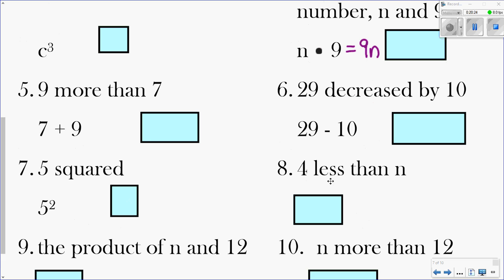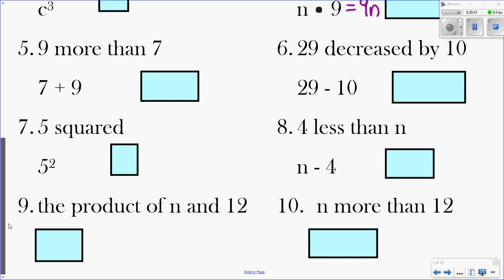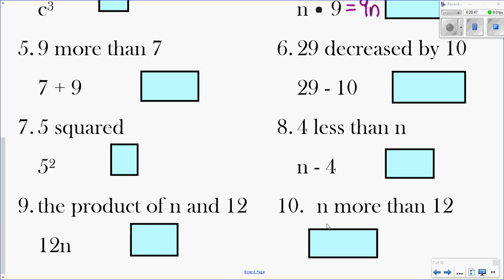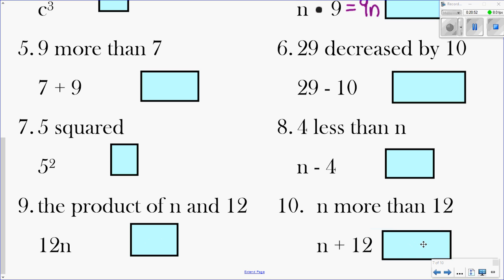4 less than, there's that tricky one. 4 less than n. You're starting with n, and you're taking 4 away from it. So it'd be 4 less than what you started with, which is n minus 4. We have the product. We've already seen that, so we know it's either n times 12 or 12n. n more than 12. So you would have 12 plus n or n plus 12.